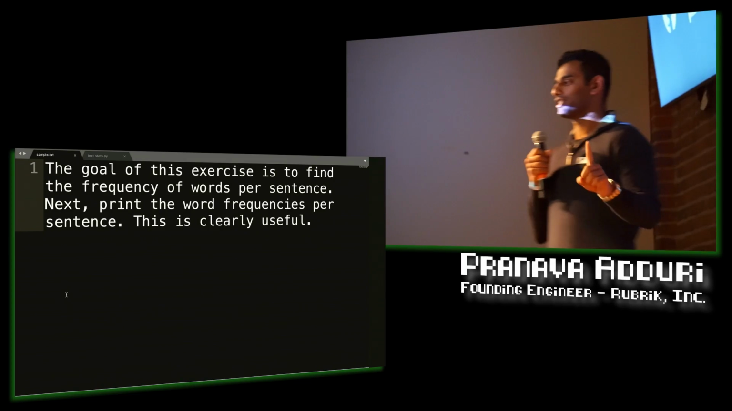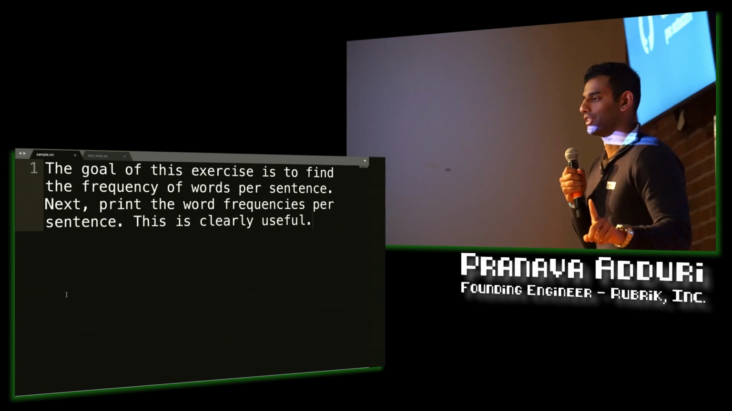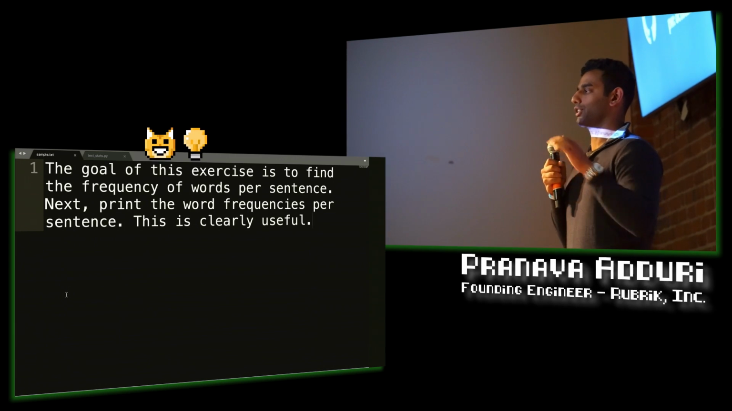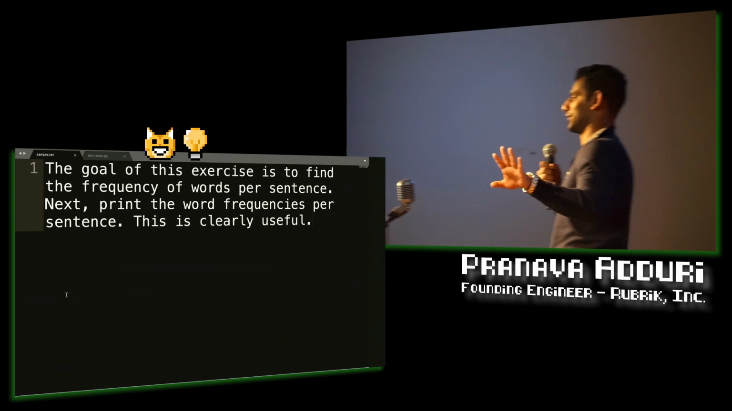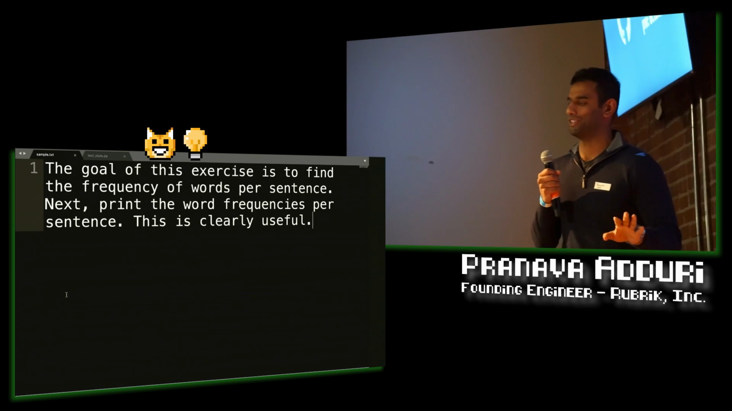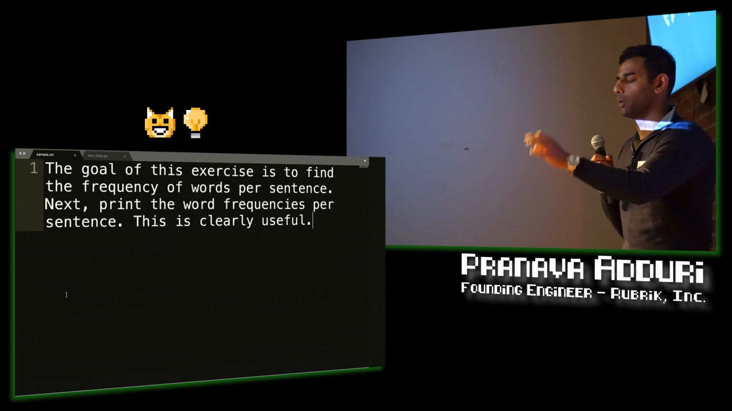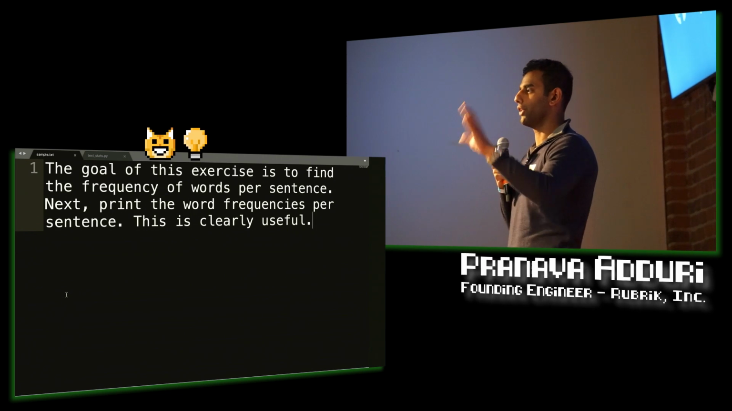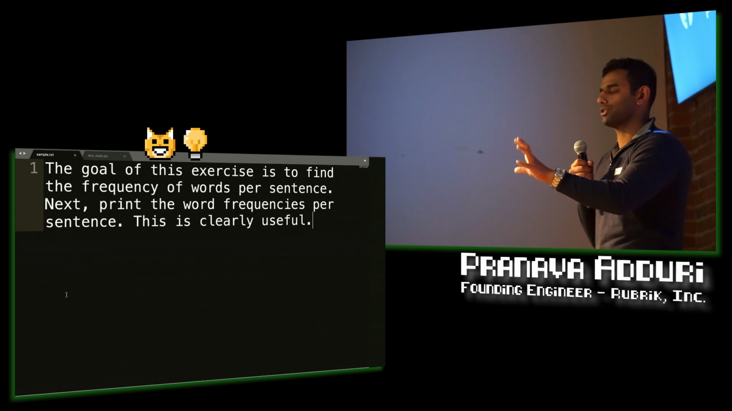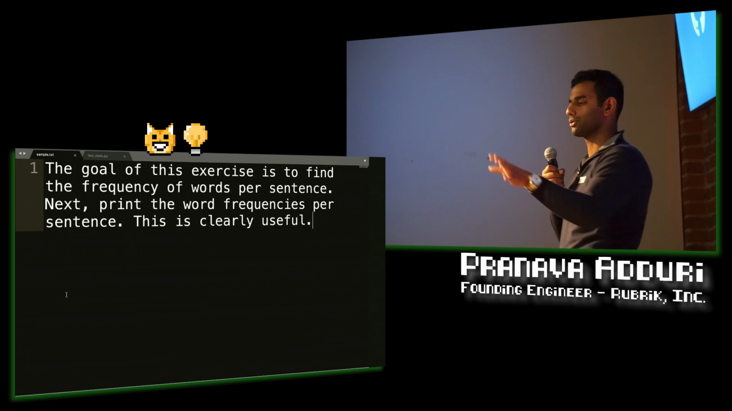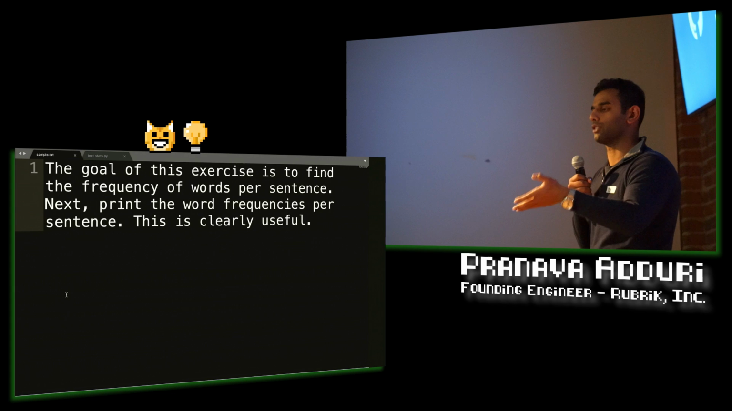So the goal of this exercise is to find the frequency of words per sentence. Next, once you have this frequency, print the word frequencies per sentence. This is clearly a very useful exercise, lots of practical value, but it shows off some features, right? So the way I want to approach this is I have a corpus of text. What I want to do is transform this into a nested array of words, which I will then transform into a Python array. You can do it in any scripting language of your choice, but the idea is to quickly transform this into an array and then write some logic on top of it.